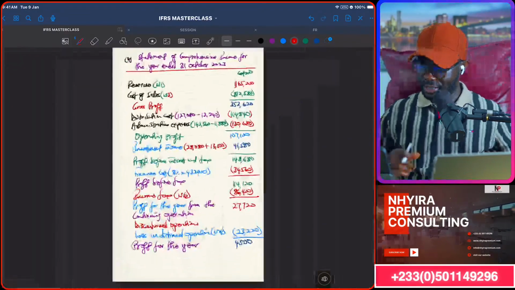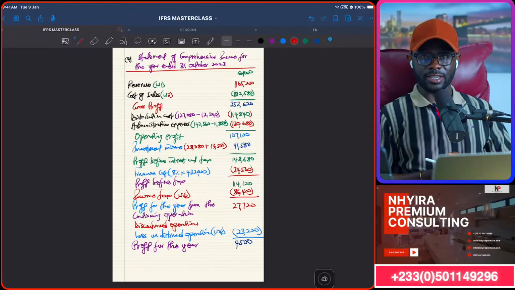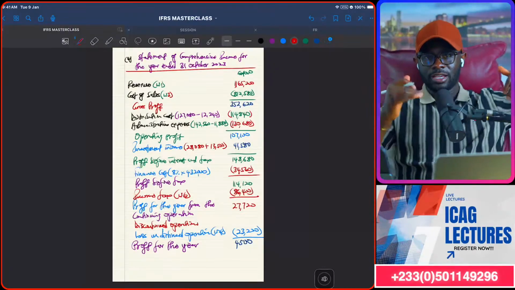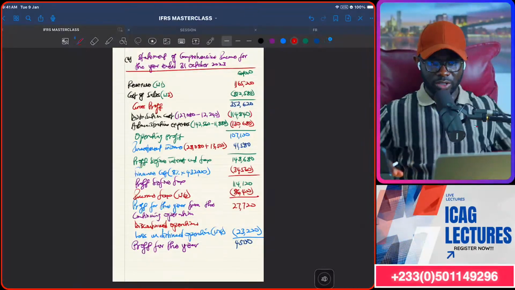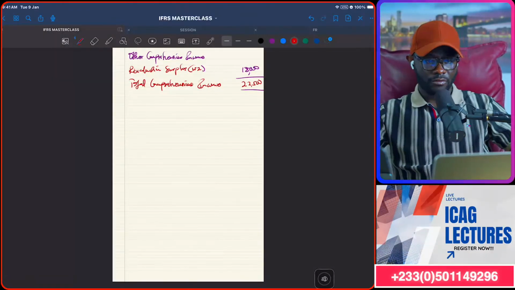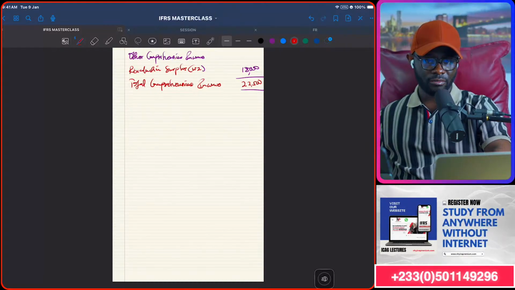This is the statement of comprehensive income for the entity. So you realize that once you're able to understand the principles in respect of the standards, you are okay when it comes to the actual financial statement preparation. Please give me a sec.